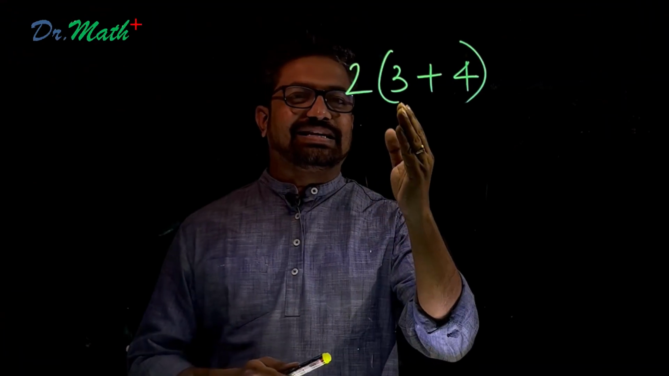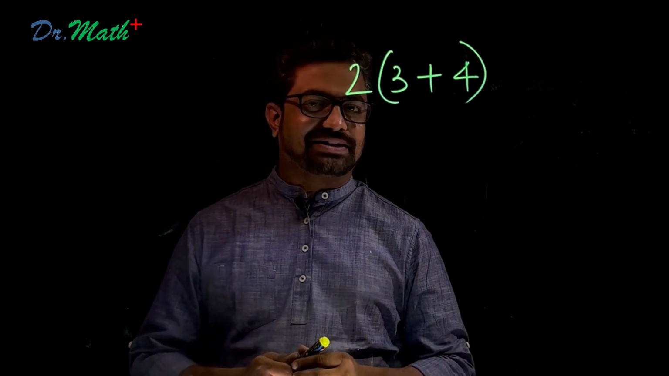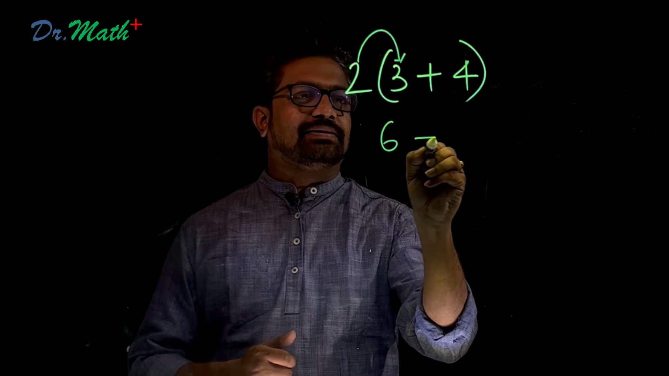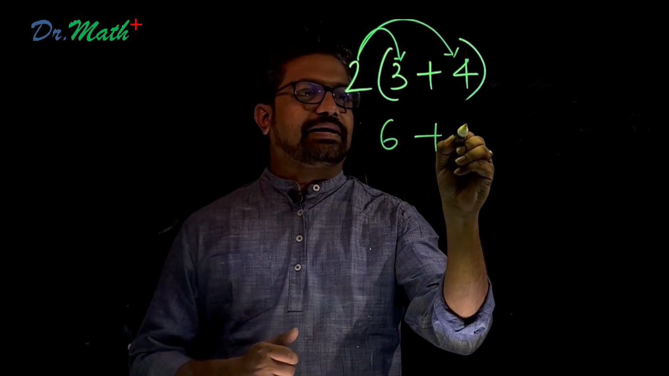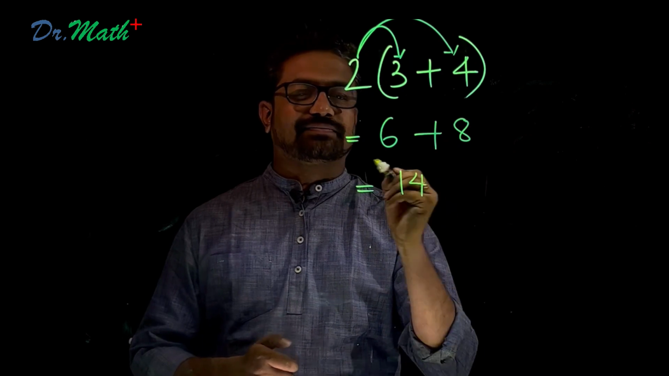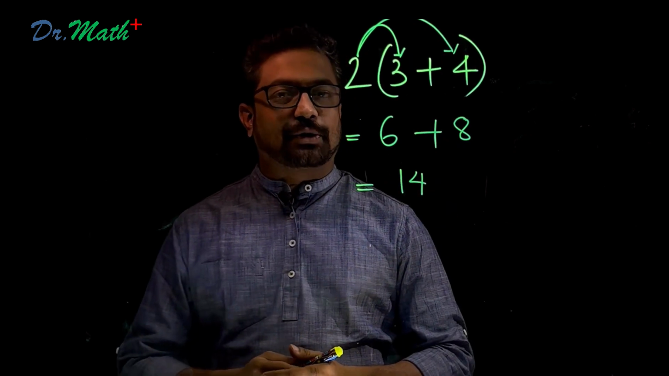2 times (3 plus 4). We all know how to do this. Simple high school mathematics, right? 2 into 3 is 6. 2 into 4 is 8. And what is 6 plus 8? 6 plus 8 is 14. This is how we do it, and this we call the distributive property.